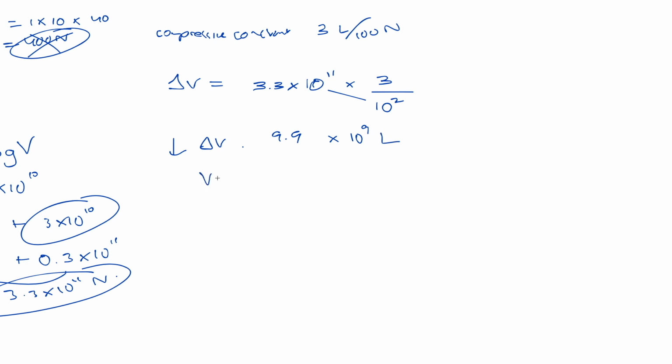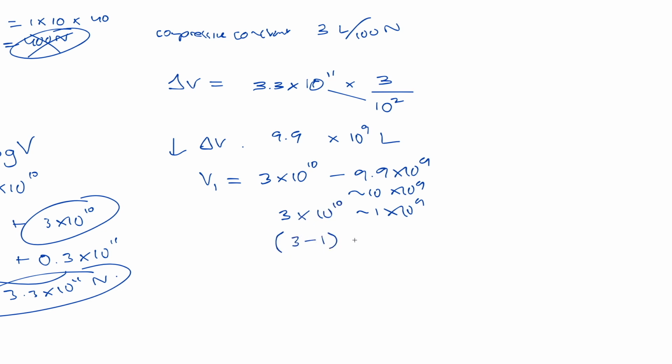The original volume was 3 by 10 to the 10. And then we're taking away a loss of 9.9 by 10 to the 9. Now what's easier is this is effectively 10 by 10 to the 9, which is basically 1 by 10 to the 10. And that makes it a lot easier, so I can now go 3 minus 1 times 10 to the 10. So this is 2 by 10 to the 10, and this is the final volume.